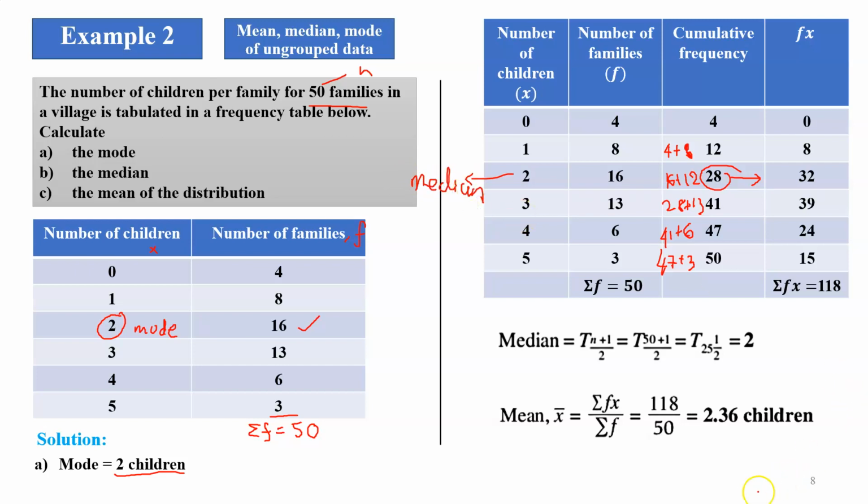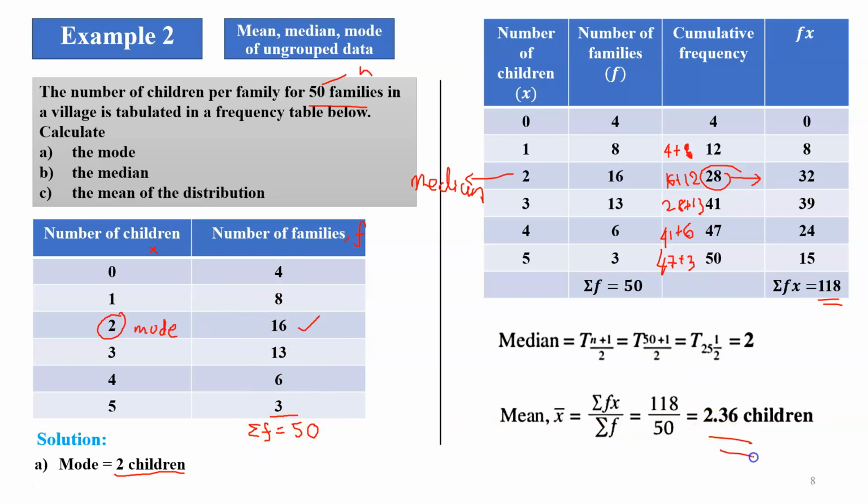Okay? And then, how about the mean? You need to calculate using the formula from before: summation of fx divided by summation of f. So for summation of fx, you need to create a new column over here, which is the column of f times x. You kena darab kosong darab 4, you dapat kosong. 1 times 8, you get 8. 2 times 16, you get 32, and so on and so forth. Until you get the summation, tambahkan dia semua ni, you get 118. So this 118, you divide by 50. Where do I find this 50? From your summation of f, hasil tambah F ni tadi. So you get 2.36 children.